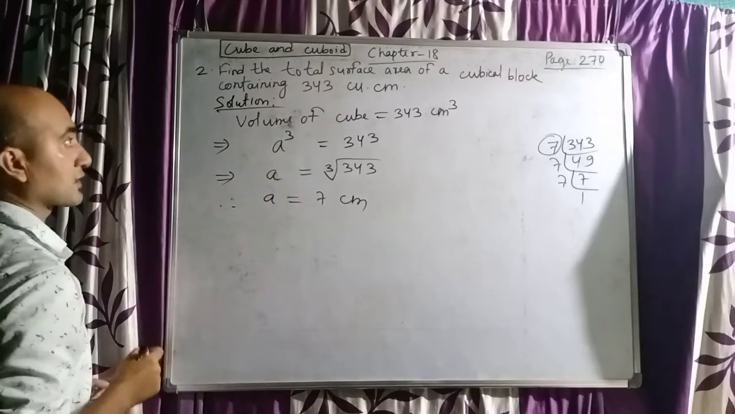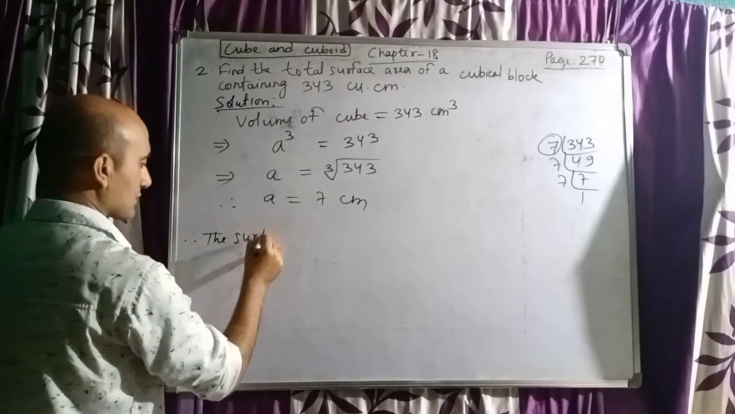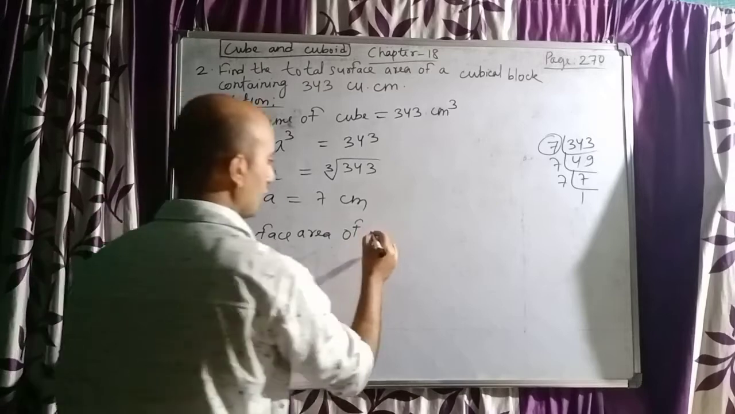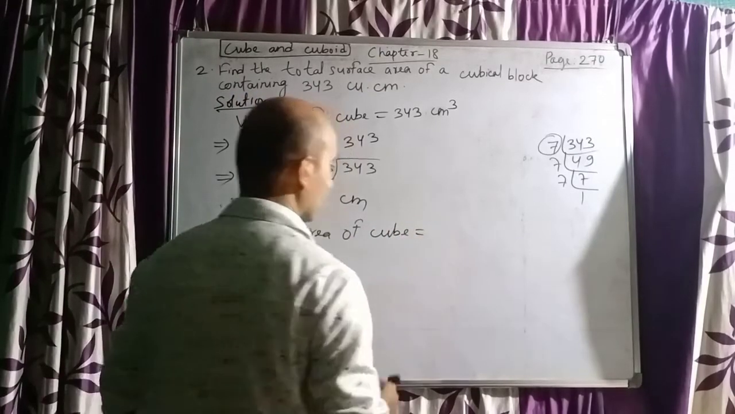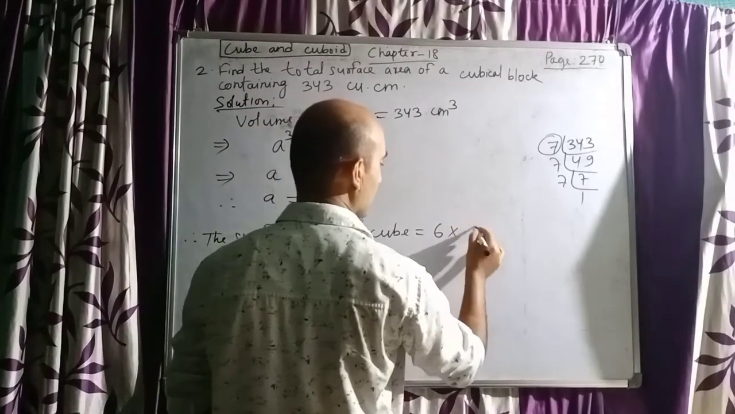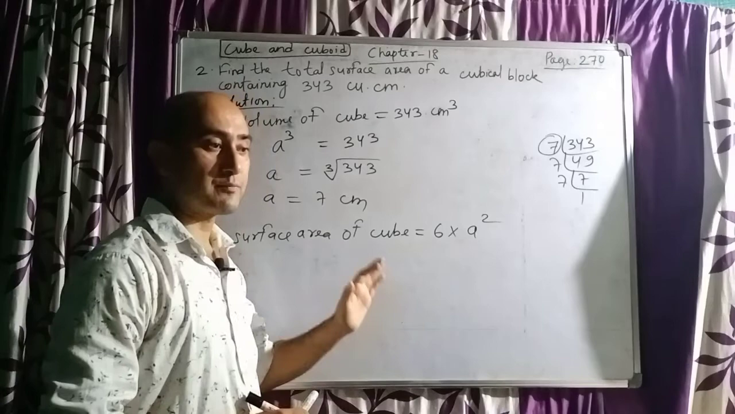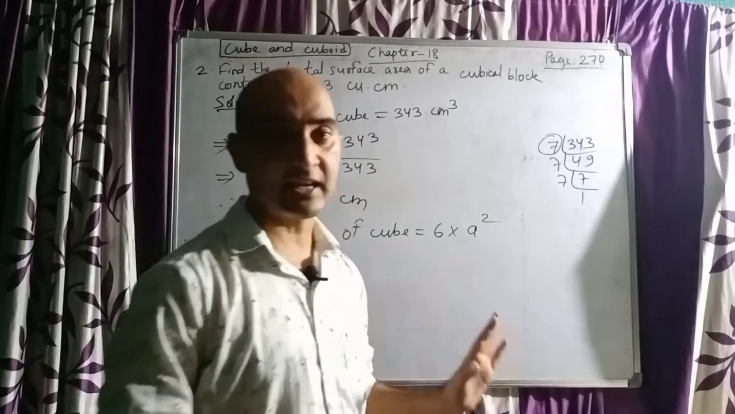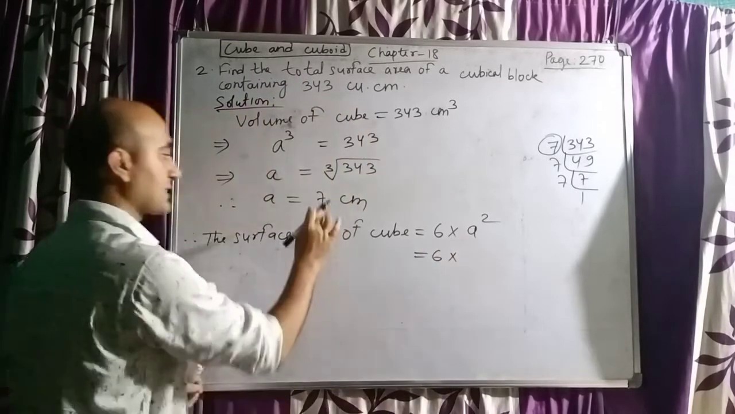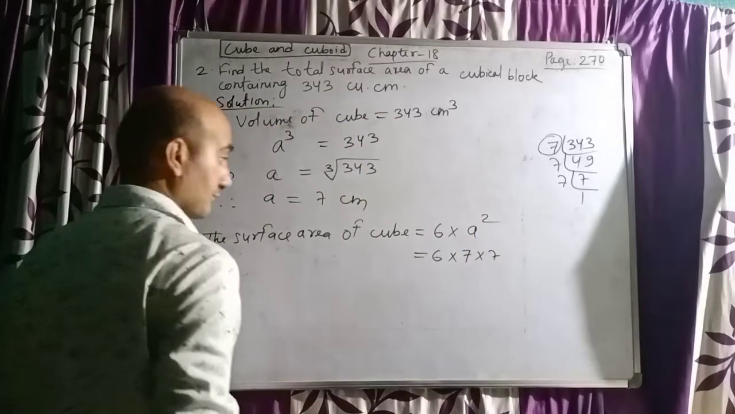Now the question is to find the surface area. So we will write, therefore the surface area of cube equal to, its formula is 6 into side square, that is 6 into a square. It's because we have 6 faces in a cube and each and every face has length and breadth a, so we have to write a square. So 6 into a means 6 into 7, and a square means 7 multiplied 2 times.